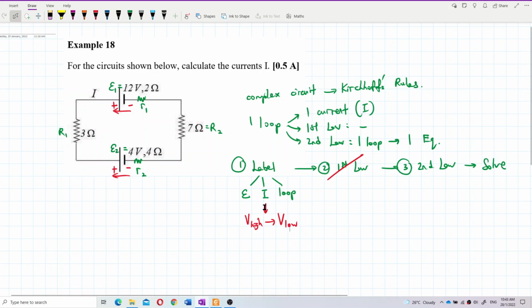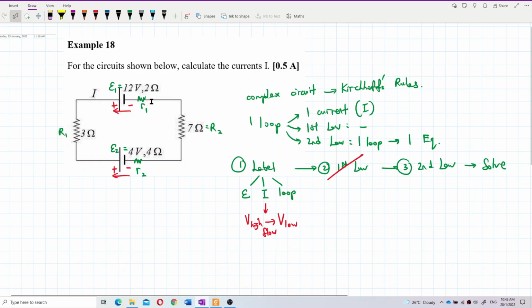Current always flows from high potential to low potential. So look at this battery. Which battery is stronger? Which is a bigger battery? Is it E1 or E2? Of course it's E1, because it's 12 volt, isn't it? A 12 volt battery has a higher voltage, higher potential difference compared to E2, which is just 4 volt.